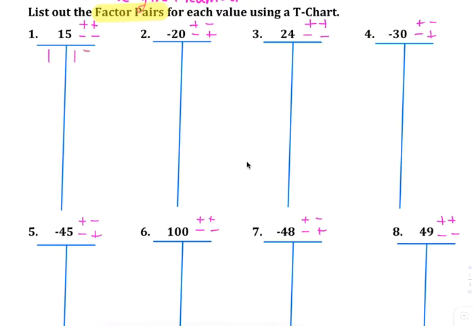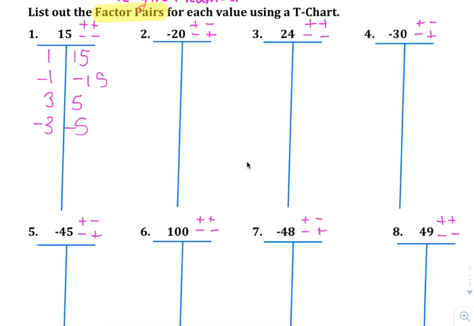So 1 times 15. I'm going to keep the same pair of numbers, but this time I'm going to change the signs. So now they are going to be both negative. There we go. All right, I'm going to check 2. Does 2 go into 15? No. Does 3 go into 15? Yes. 3 times 5, both positive. Same numbers next time, but now I'm going to change them both to negatives. I'm going to check, does 4 go into 15? No. Then that means my pair is done. I've checked every number all the way back to this guy. Let's try the next problem.